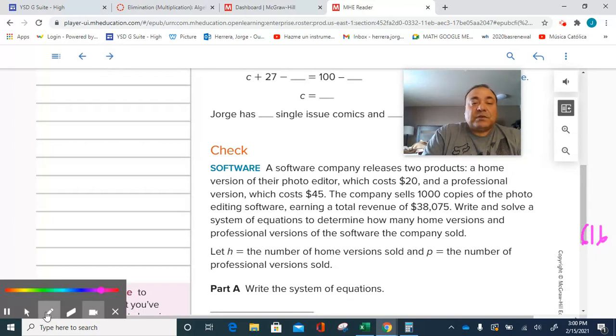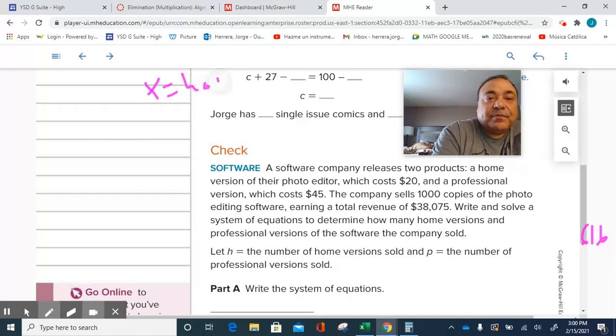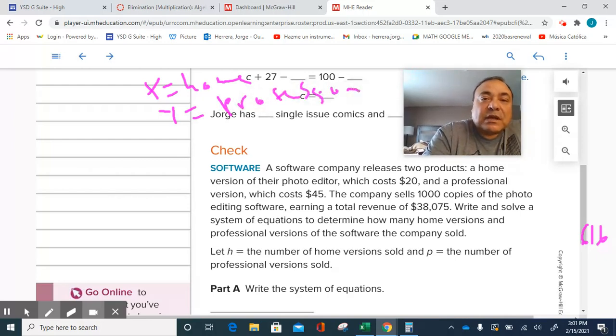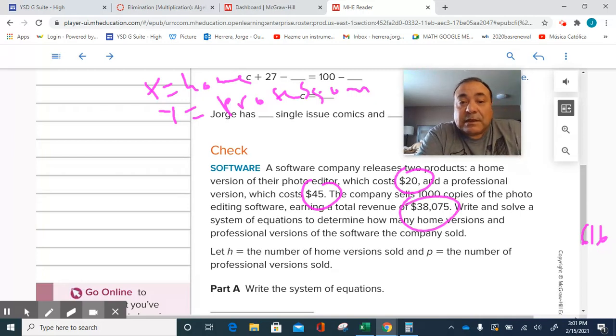Okay. Now please watch. We have a home version. We're going to let x equal the home version. Okay, so we got a home. And then the y is going to be a professional version. Okay, so we got a professional for people who work with software. Okay. So the same thing, guys. Here we got money with money. So we got money, money, money. That's a lot of money right there.